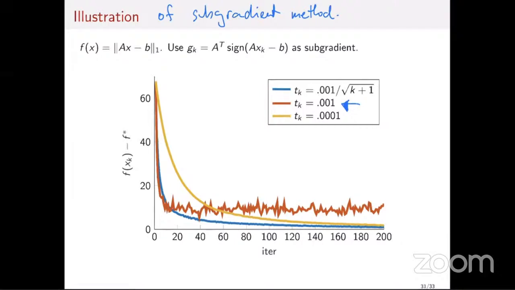I did not talk about this, but you can also do a projected subgradient method. The proof is very similar. If you want to minimize a non-smooth convex function on a convex set, you take a subgradient step and then you project back on your set C. The convergence proof is exactly the same.